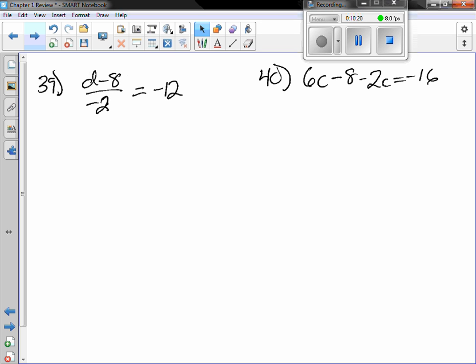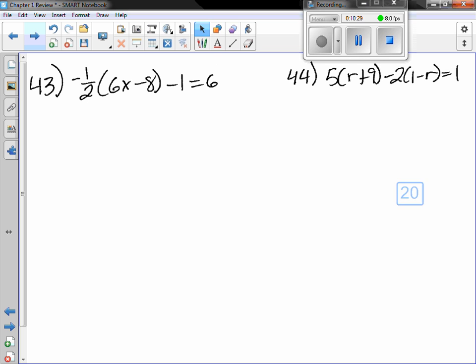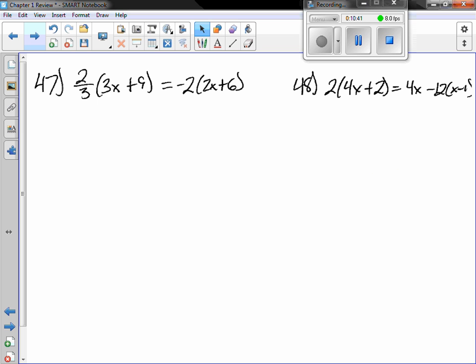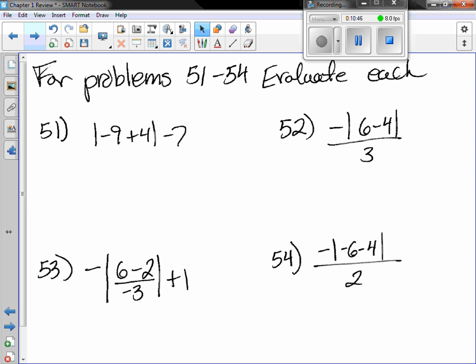Questions on 39 or 40? We good with these multi-step equations? Yes? 41 or 42? 43 or 44? 45 or 46? Nope. Questions on evaluating these absolute values. We good with evaluating? Awesome.